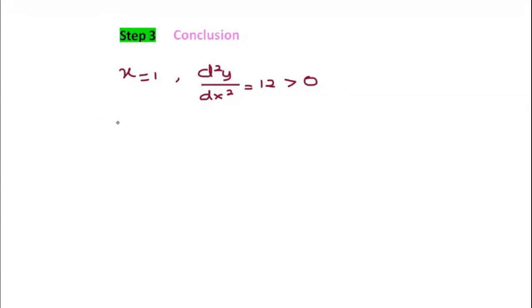Now let us conclude in step 3 the nature of the coordinates obtained earlier, where for x equals 1, we have the second derivative value to be 12, which is positive. So when the second derivative value is a positive number, we will see the coordinate involved, which is (1, 0), as a minimum point. So for this question, we have only one minimum point, and the other coordinate (0, 1) doesn't have any relative extremum on it.